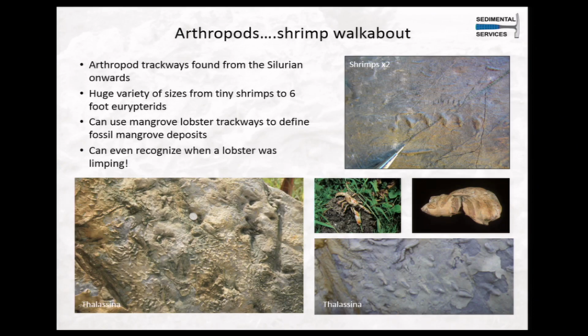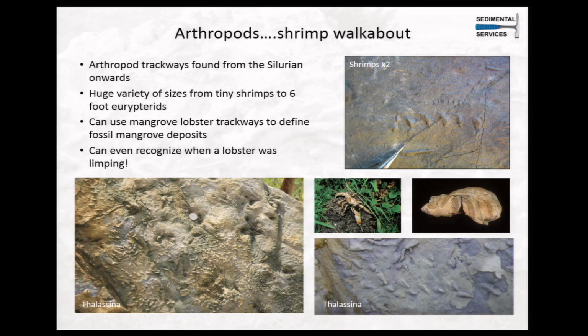This surface here is from Borneo, from the field area where I did my studies, and what we've got here is an absolute nest of mangrove lobster footprints. This is what the mangrove lobster looks like in the modern day. They're still around. These are Miocene in age, so around 50 million years old.